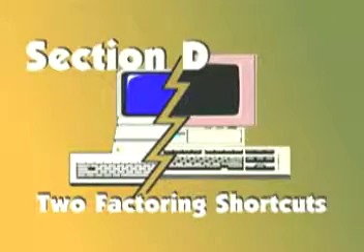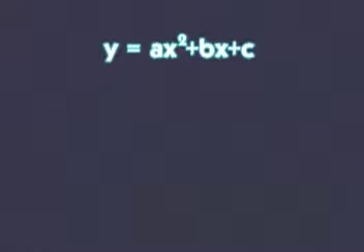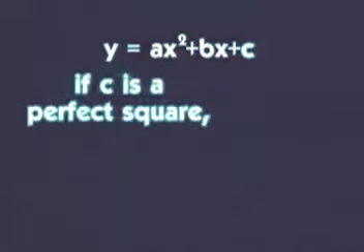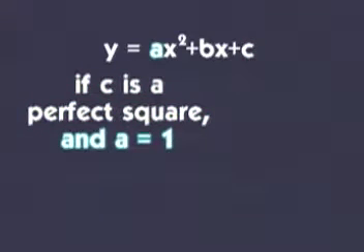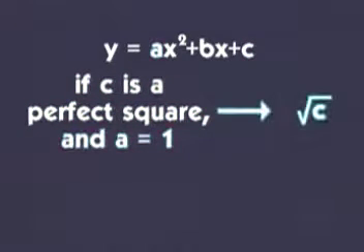Section D, two factoring shortcuts. Here's a pattern for you for binomial squares. In a trinomial version of each equation, if the c, or final constant, is a perfect square, and the a coefficient is 1, then take the square root of c and double it.